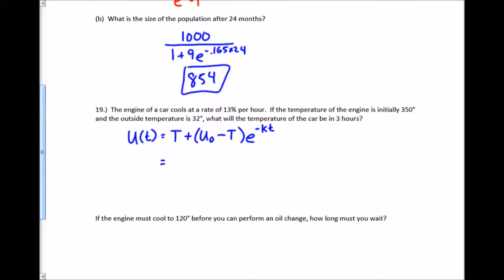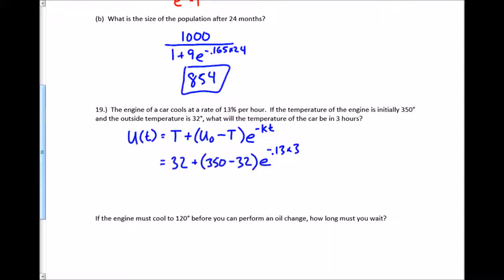I know the outside temperature, the surrounding temperature is 32. I know that the initial temperature of the engine is 350. I know that, again, the outside temperature is 32. The k value is the rate, which is going to be a negative 0.13, and that's per hour, so my time has to be in hours, which it is, so times the 3.